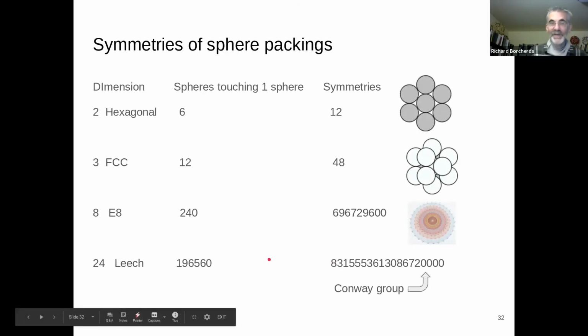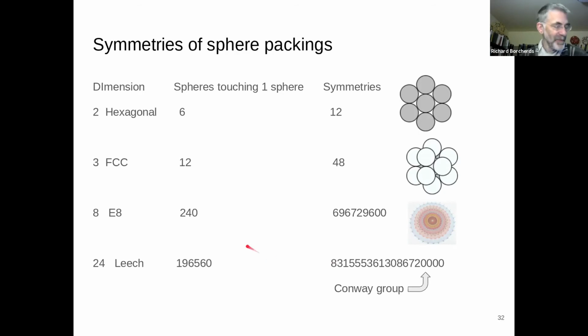Anyway, among mathematicians, he's actually best known for the Conway group, which can be thought of as a symmetry of a sphere packing. So here we have a sphere packing in 2 dimensions, and it's got 12 symmetries because you can rotate it or reflect it. In 3 dimensions, it's not difficult to figure out that this sphere packing has 48 symmetries. In 8 dimensions, we get this E8 sphere packing, and the number of symmetries is this large number here.